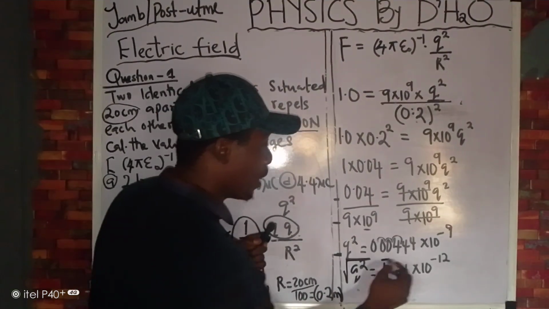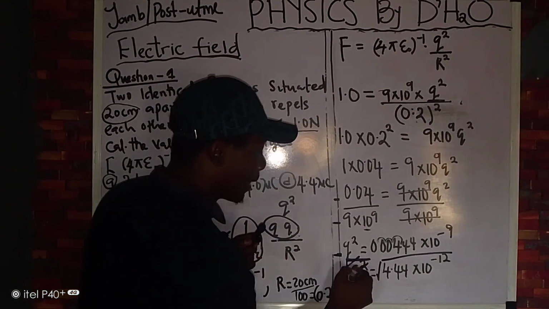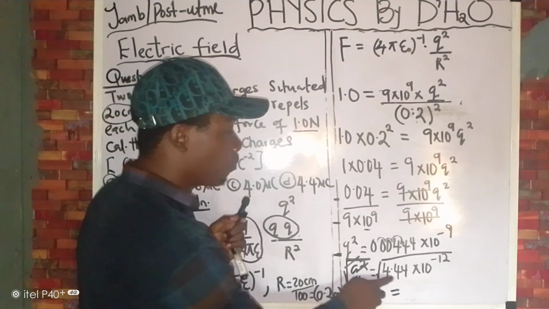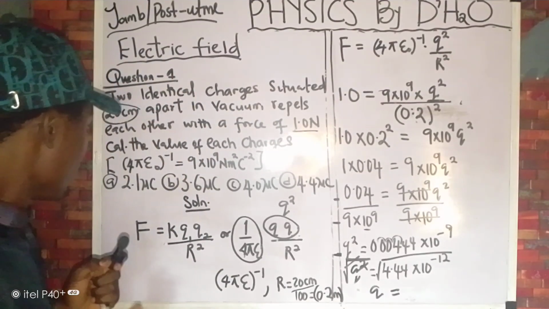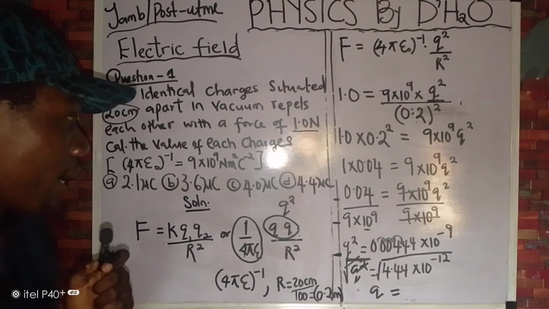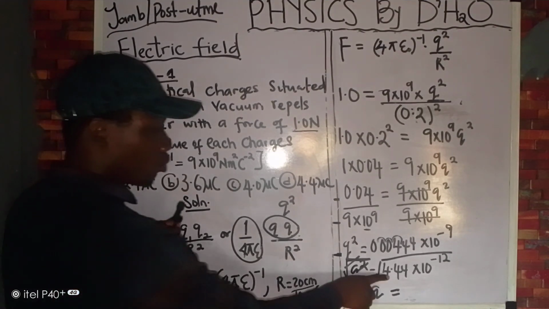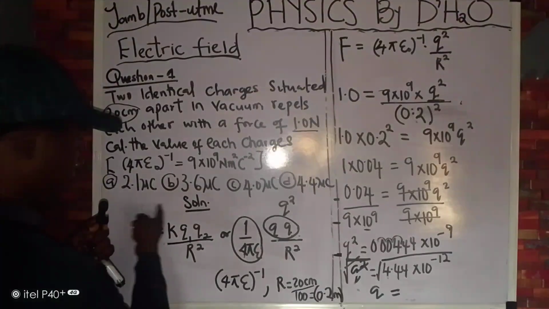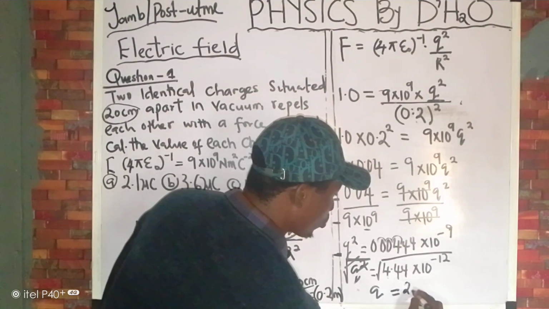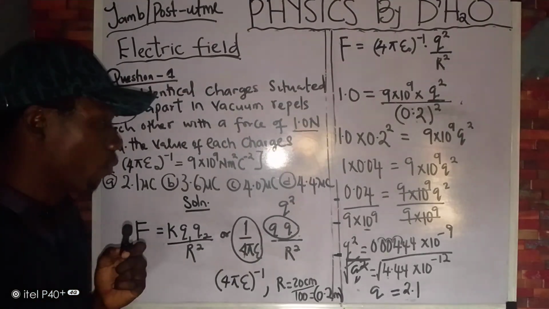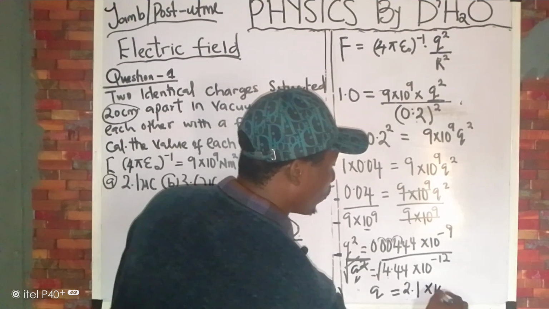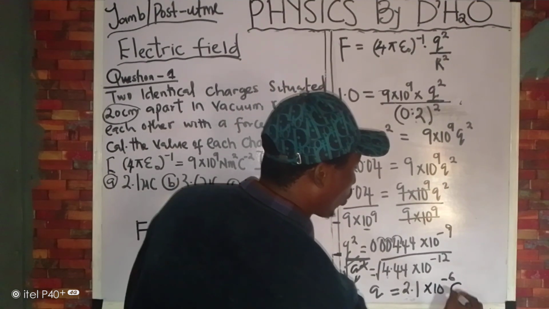So we take the square root of this one, take the square root of this one. Square cancels. So what do you have now? Now, what is the square root of 4.44? If you are writing an exam where you don't have square root in your calculator, you can get it, knowing that the square root of 4 is 2. So we look for a number close to 2 is this. So we can say that the square root of 4.44 is 2.1. Yeah, 2.1. So if you have 2.1, square root of 10 to the power minus 12 is 10 to the power of what? Minus 6 coulomb.